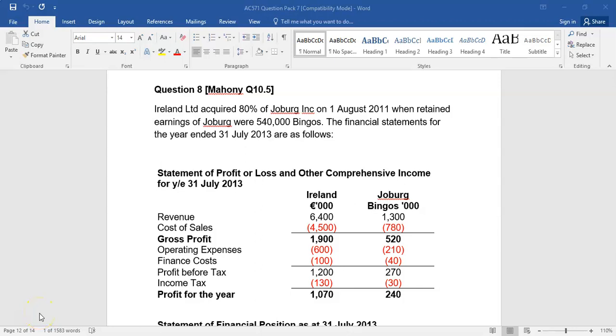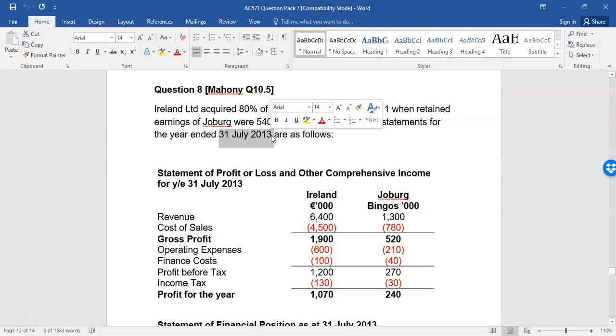We're now going to take a look at question 8 in the question pack, and this is a step on from question 6 and question 7 because now we're looking at an acquisition of a subsidiary, but a prior year acquisition. So if you look at here, Ireland, the parent company, acquired 80%, so there's an NCI of 20%, on the 1st of August 2011. We're now at the 31st July 2013, so it's a 2-year post-acquisition period.